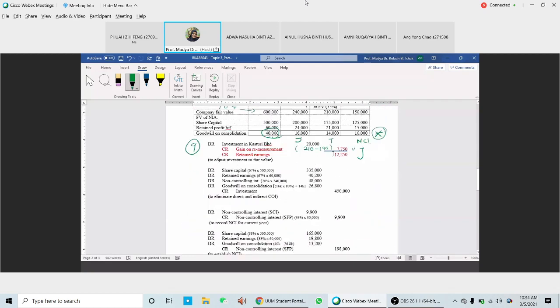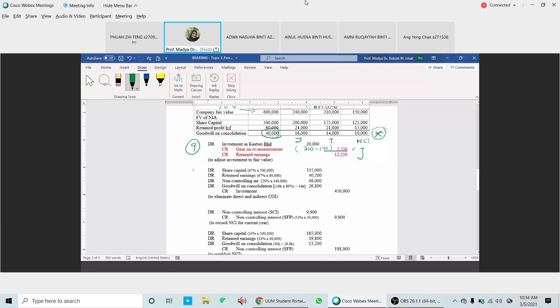Okay, so this is what you have here. Increase in the value of the investment: the fair value minus the carrying amount here is 190. So from the 20 here, it's come from retained earnings 12 and then gain on remeasurement 7,750.